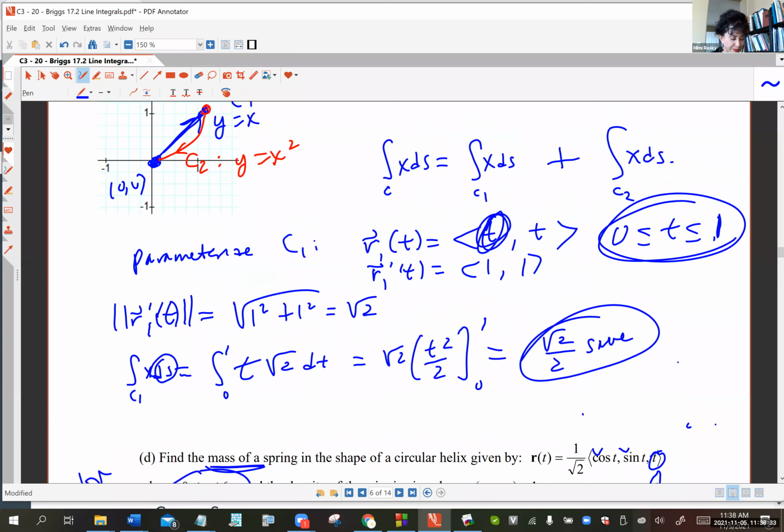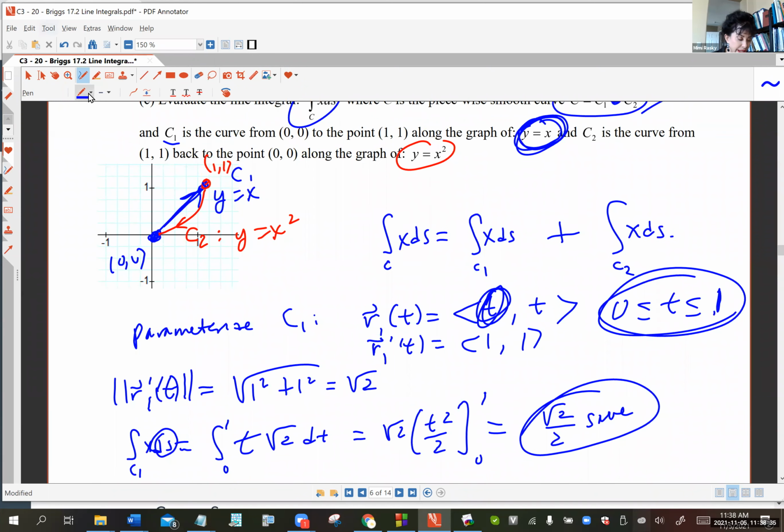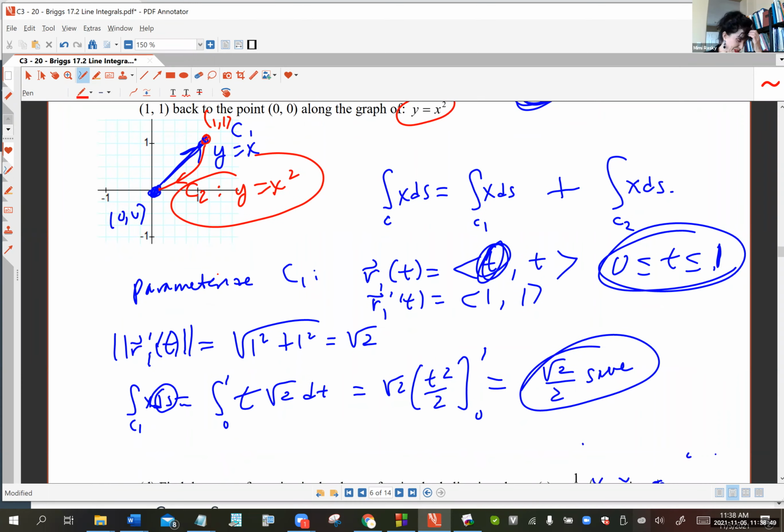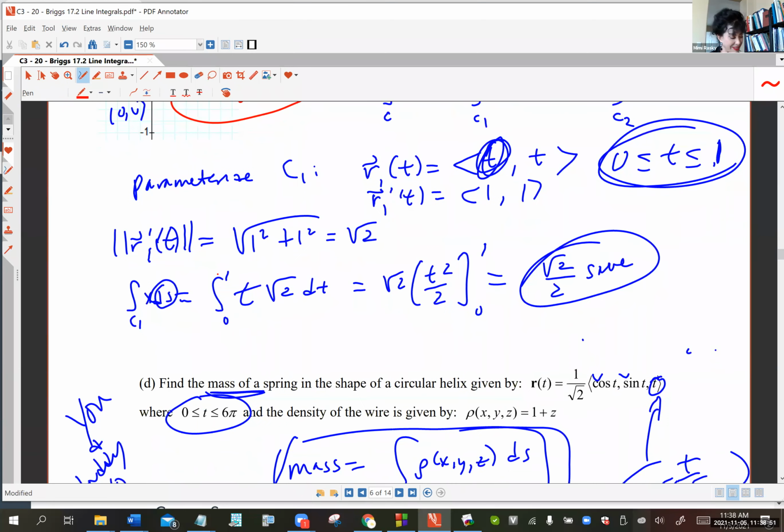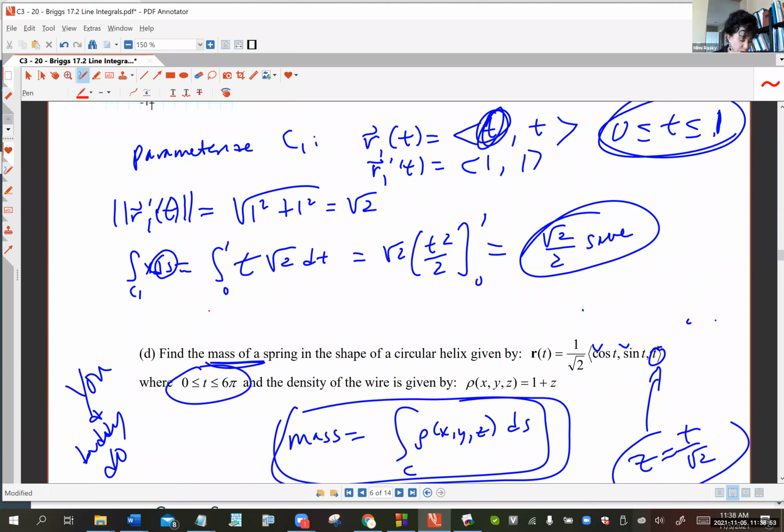Now what? You got to go along the other curve. And this one's the hard part. Why? Because when you're doing a scalar line integral, you're not allowed to start at time equals 0. Okay. You can't have time go backwards. It's going to be kind of tricky. So C2, let's parameterize.